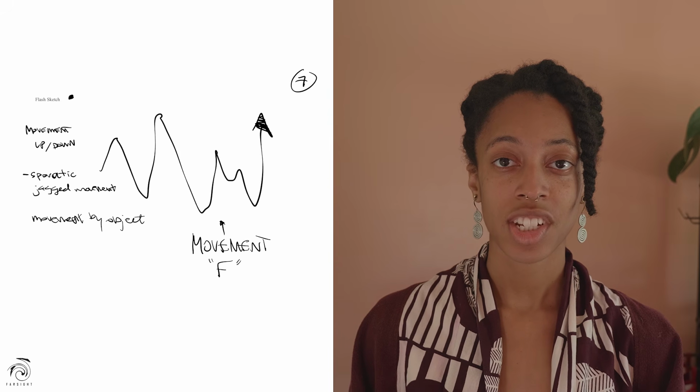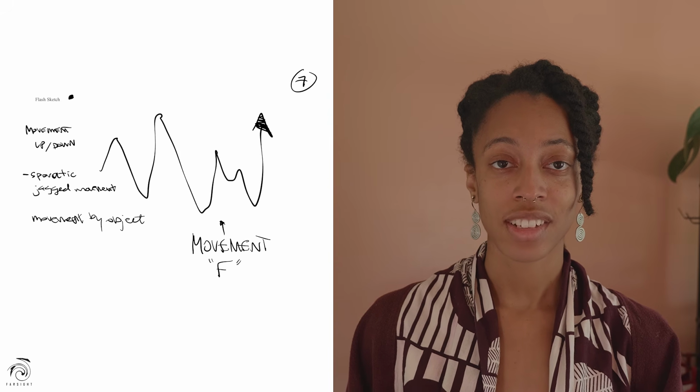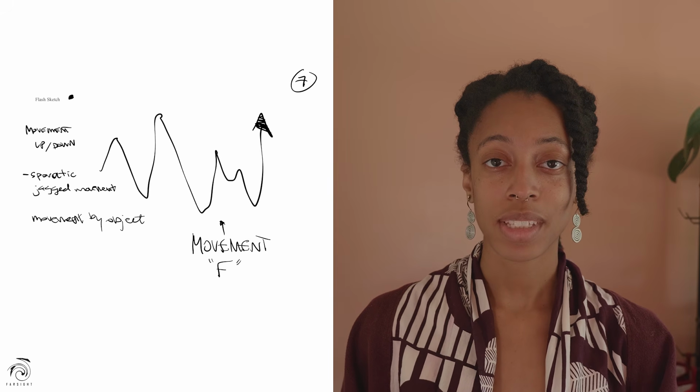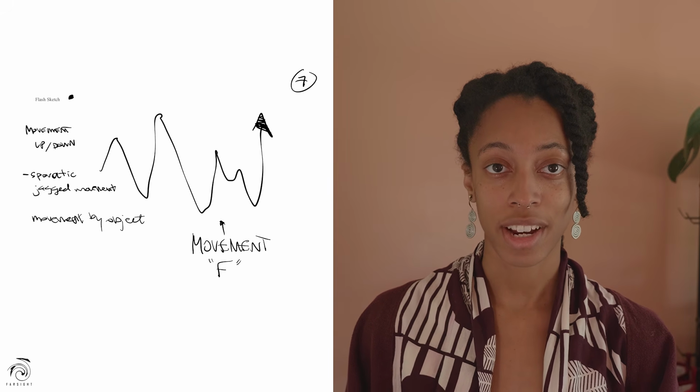For my next sketch, I have an up and down movement that looks sporadic and jagged. This is movement by an object, and I've labeled this movement F, as in Frank.